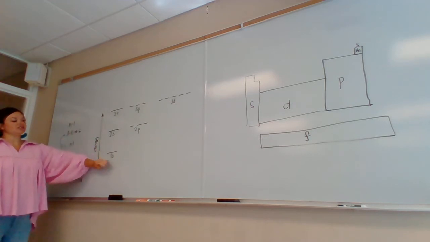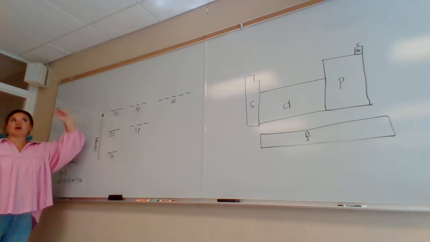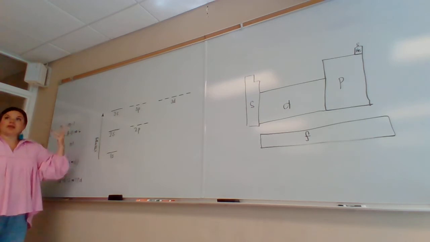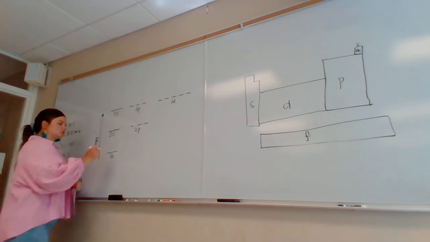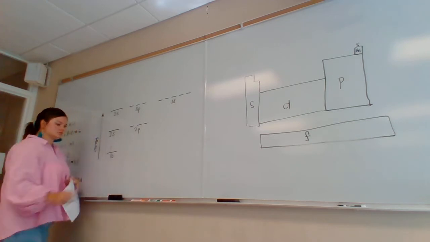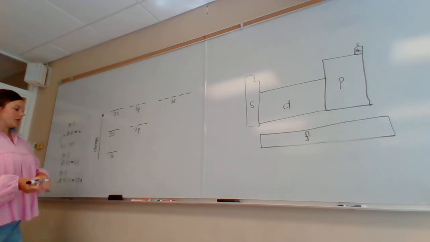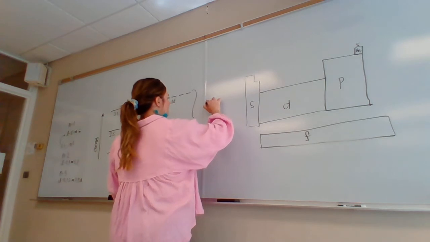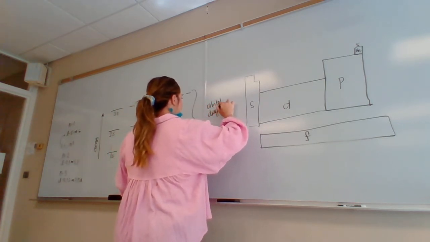But you always start at the lowest energy state and you build up. How many electrons does hydrogen have? 1. It only has 1. So we're going to put that 1 electron at the lowest possible energy level. So this would be called an orbital diagram.